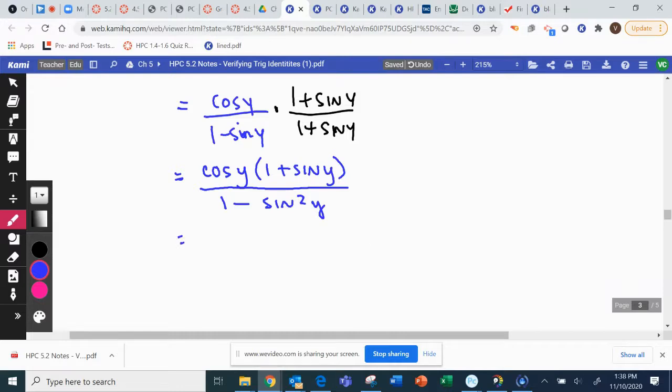All right, I'd like to hear from Tyler or Peyton or Vivian or Kyle or Sanj. Yes, Peyton. The denominator can be cosine squared y. Okay. Change that denominator using the Pythagorean identity.